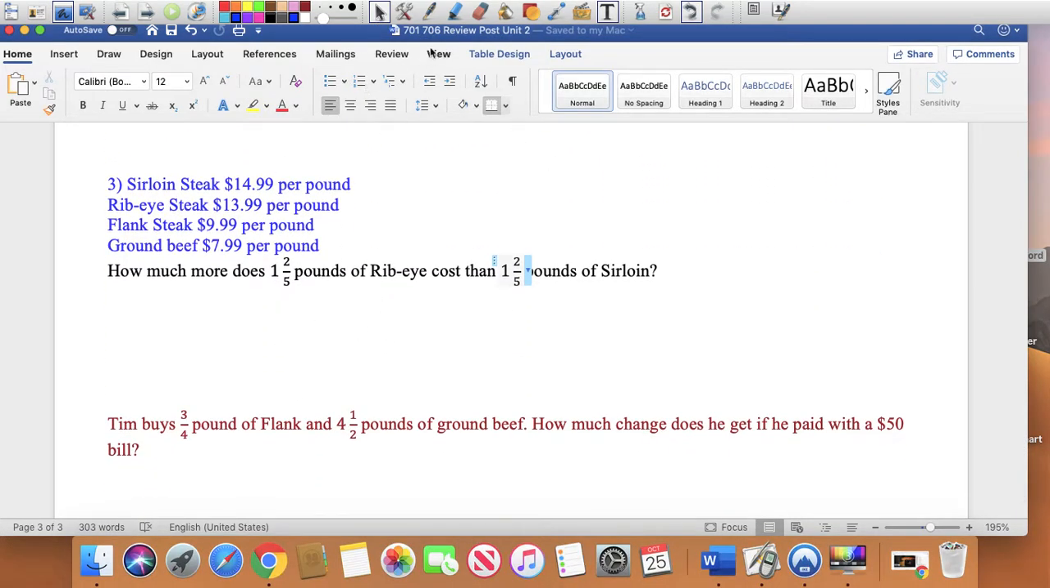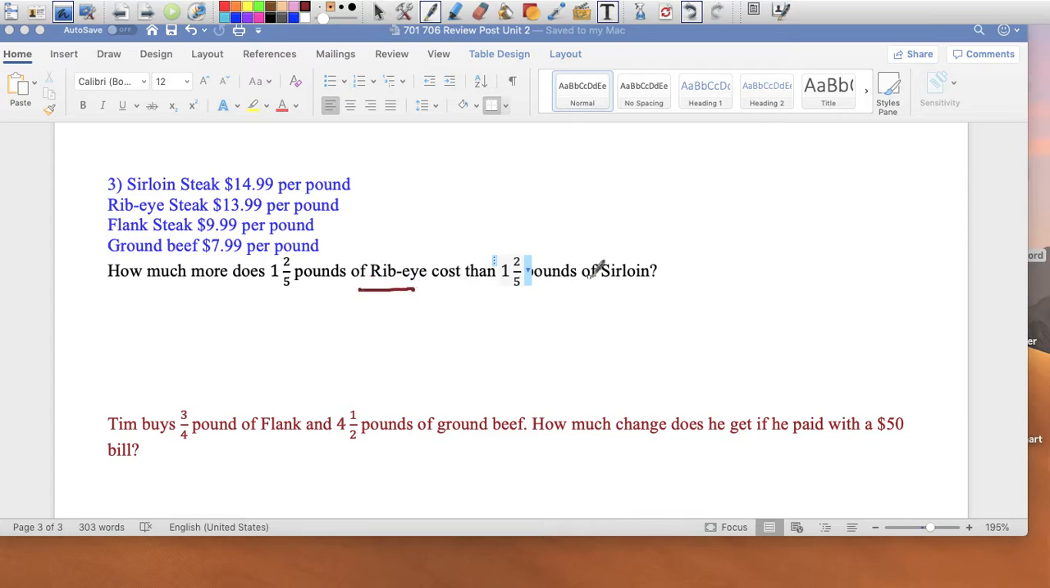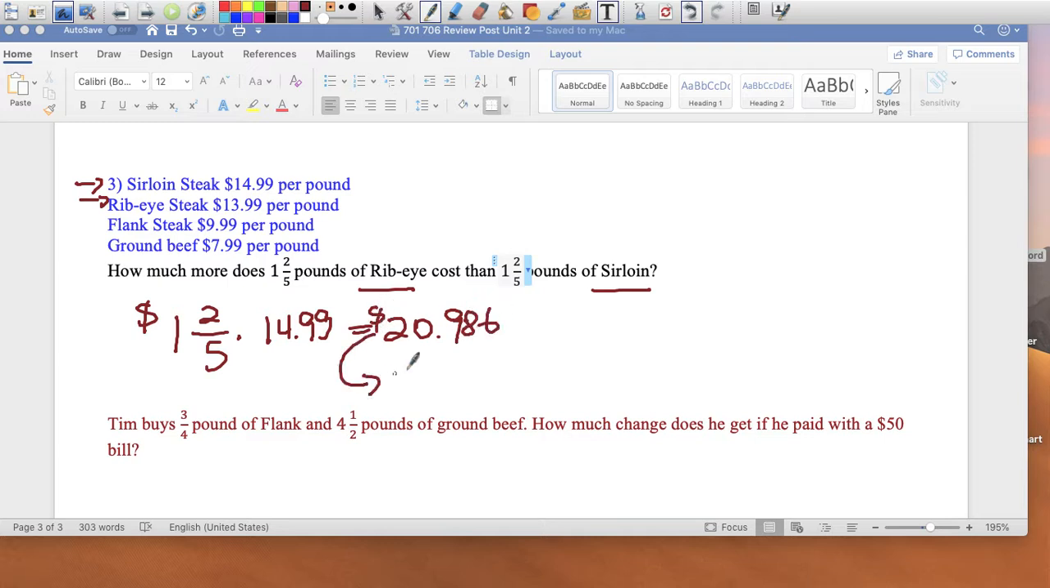So we're buying ribeye again, right? We're buying ribeye, and we're going to buy sirloin. So the ribeye is here, and here's the sirloin. So we're buying 1 2/5 times $14.99. Okay, so let's put that in. That's going to give us 20.986, right? But remember, this is going to change to 20 point. That 6 is strong, right? So we're going to make it 20.99. And then we're going to do 1 2/5.